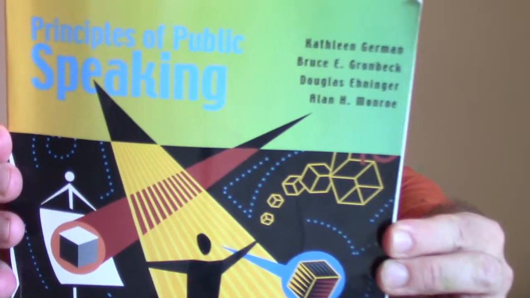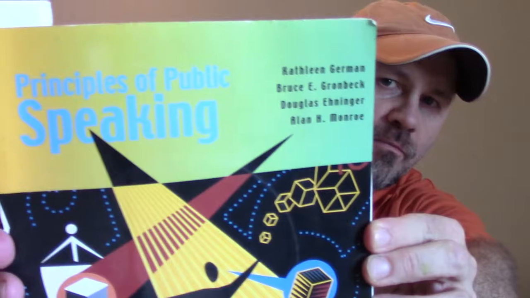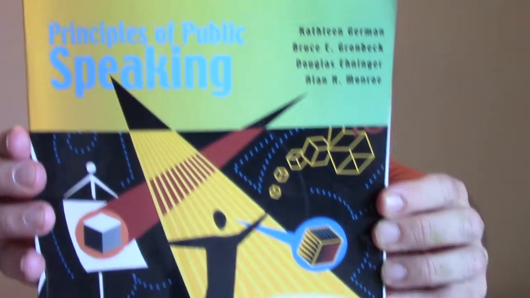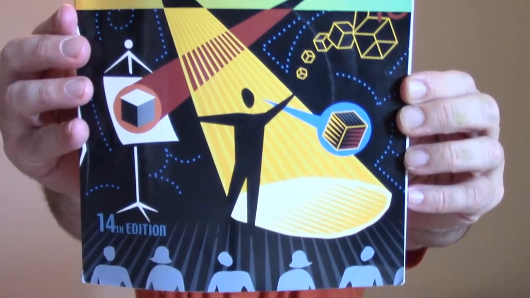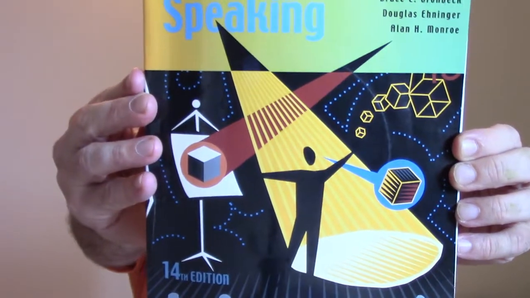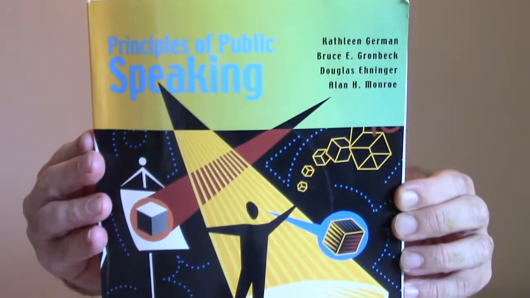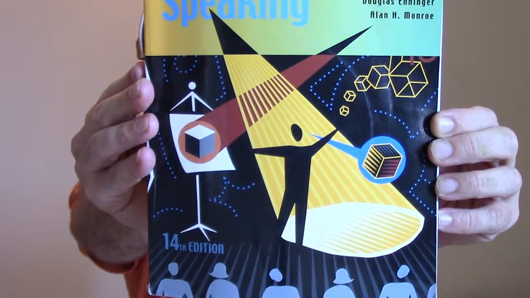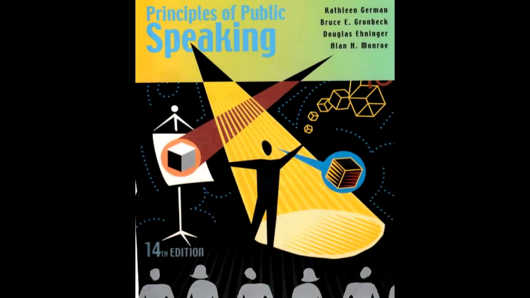David R. here. Today I'm going to talk to you about this book, Principles of Public Speaking, by Kathleen German, Bruce E. Gronbeck, Douglas Ehninger, and Alan H. Monroe. I like the cover. I think that's very postmodern, I suppose.